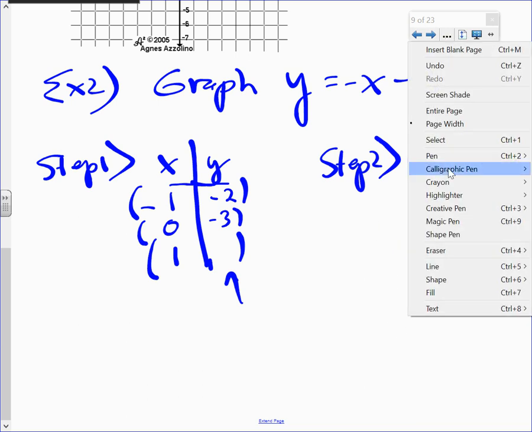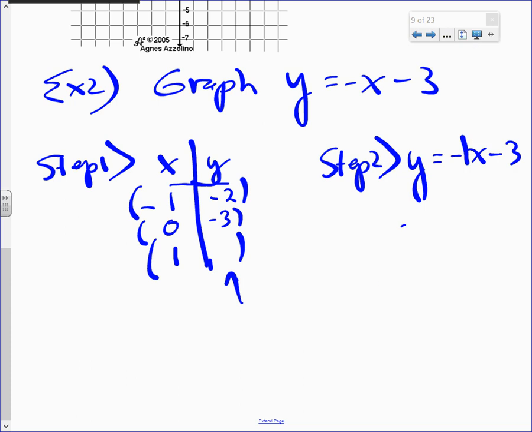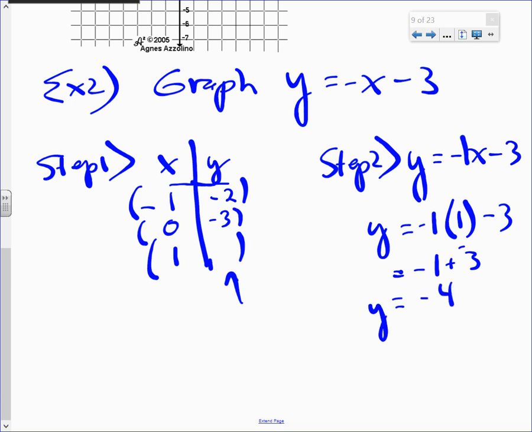And last but definitely not least is 1. Negative 1 times 1 minus 3. Y is going to equal all that garbage. And Sally says to multiply first. Negative 1 times 1 is a negative 1 minus a 3. Negative 1 minus 3, negative 4. There's our ordered pairs. That's step 2, ladies and gents. Questions so far? Good.